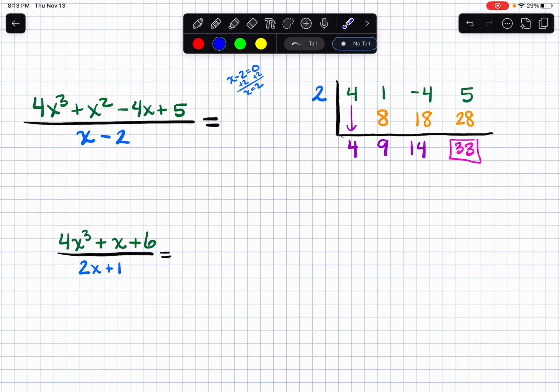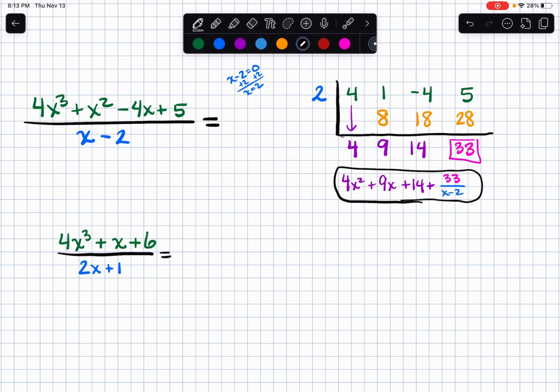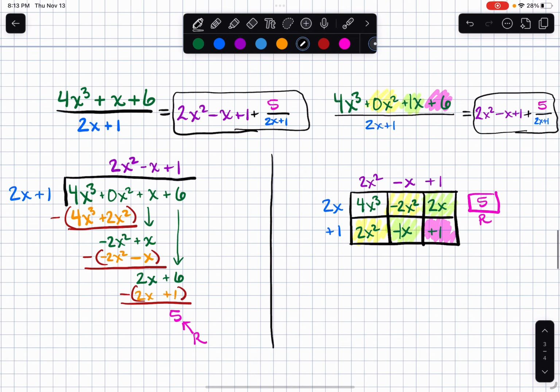And you'll notice that I labeled the first ones in purple and the last ones in pink. That's because my final number on the bottom is my remainder. So my initial values in purple are my quotient, and I have a remainder of 33 all over x minus 2. So you can see in this example, synthetic division is a nice shortcut that gets you right to your quotient without doing all of this that we did up here.